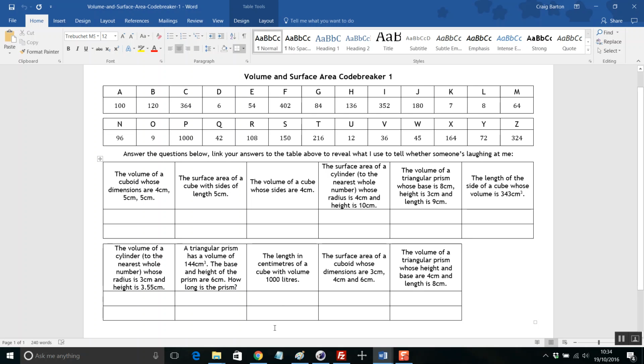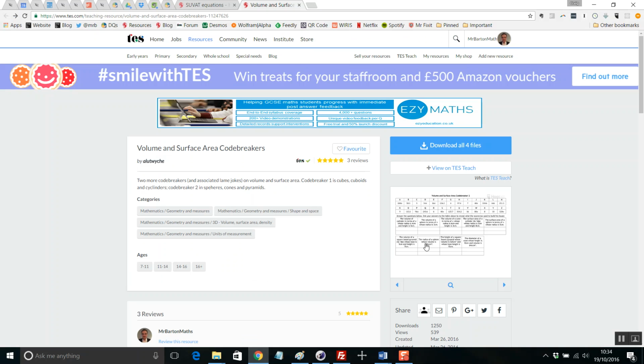So all in all, if you haven't tried a Codebreaker, give them a go. I'm not a fan of gimmicks and stuff in lessons, and I really don't think these are gimmicks. These are engaging ways to get students practicing key skills, and I'm all in favour of that.